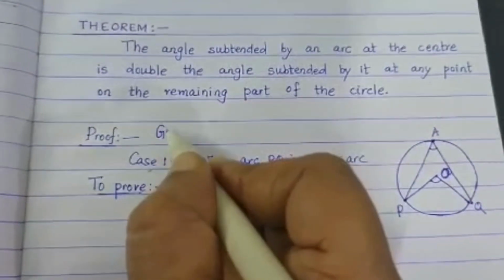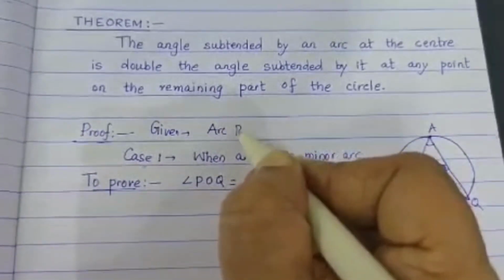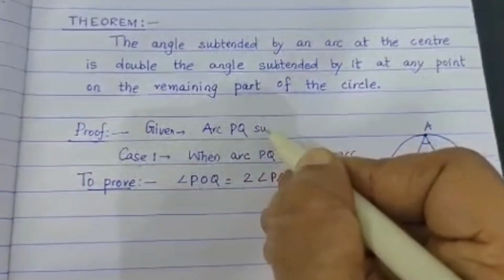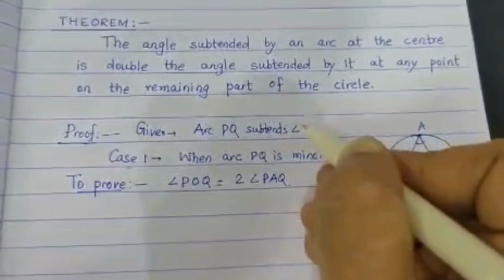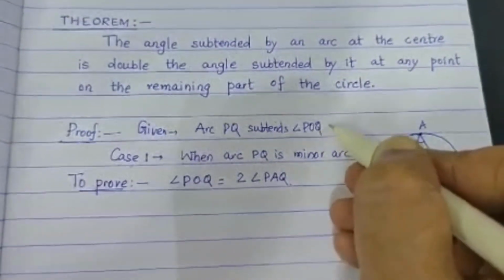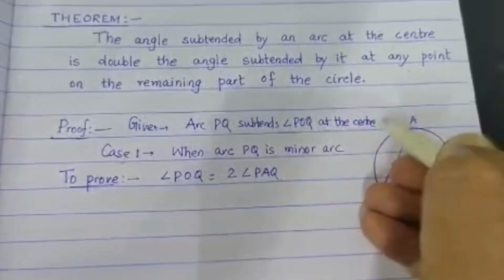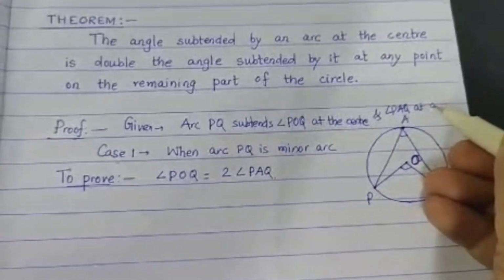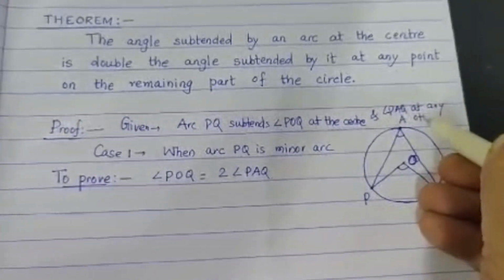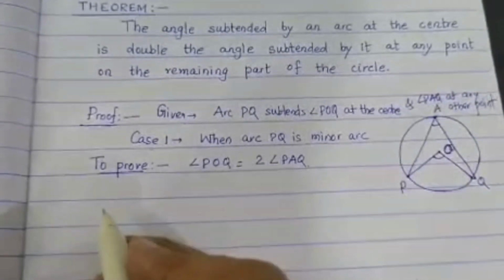Let us write the given thing. Given is arc PQ subtends angle POQ at the center, and angle PAQ at any other point. This is the given thing. So case 1 is this.